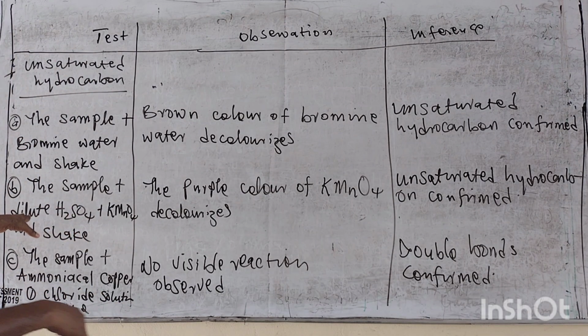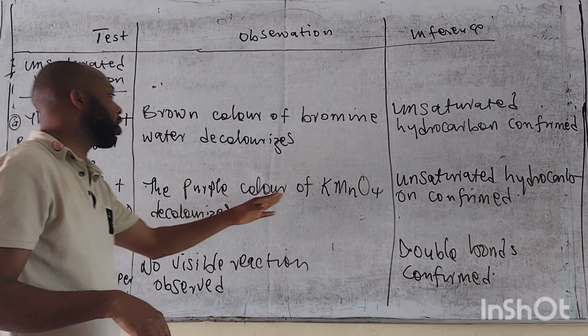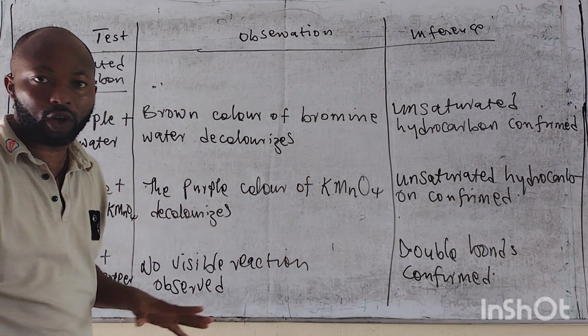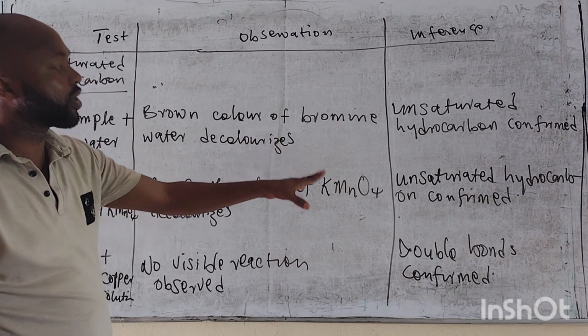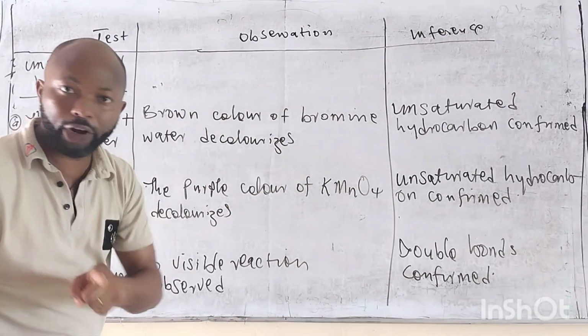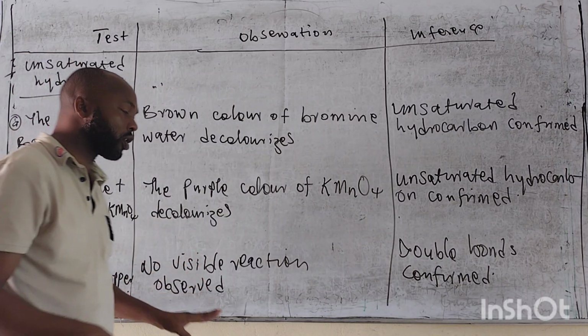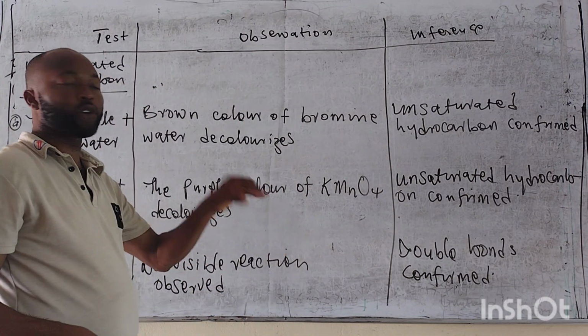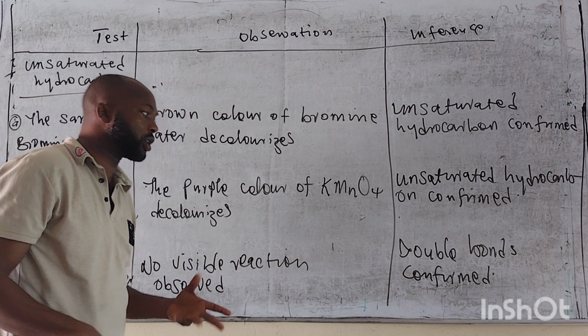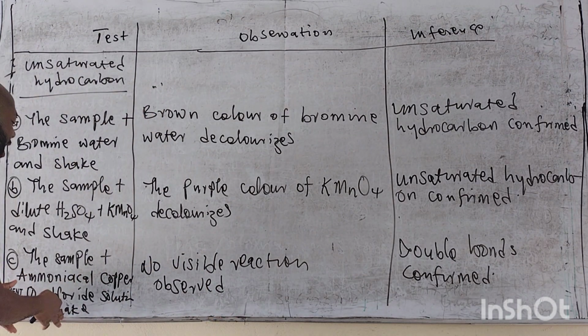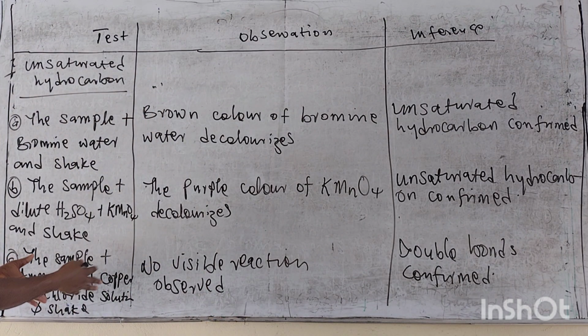Now, the sample plus dilute H2SO4 plus KMnO4 and shake, just like in that of saturated when we were dealing with hexane. Now, the purple color of KMnO4 also decolorizes. That unsaturated hydrocarbon is still confirmed. Now we move further. The sample plus ammoniacal copper(I) chloride solution, and we shake. No visible reaction observed. Double bond confirmed, because the double bond doesn't react with ammoniacal copper(I) chloride.